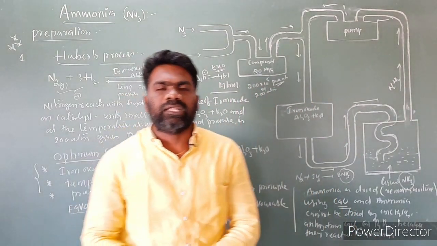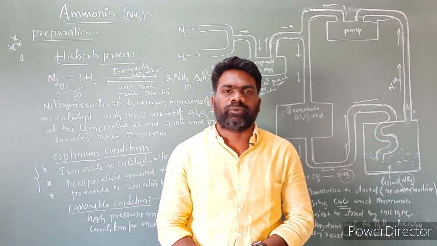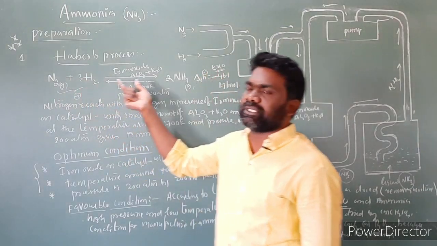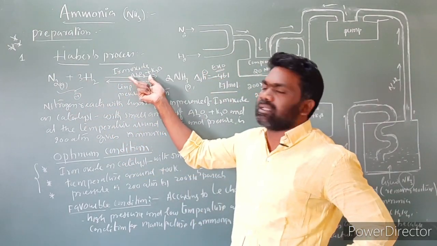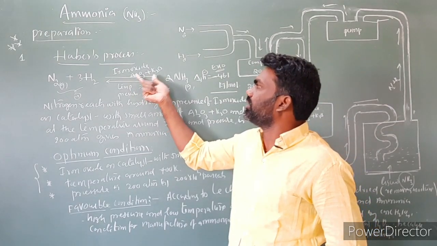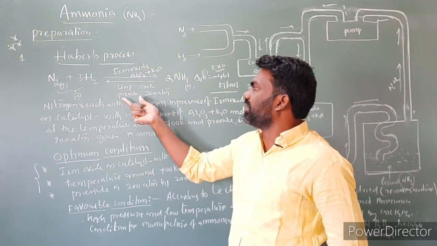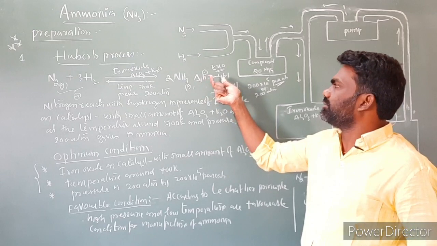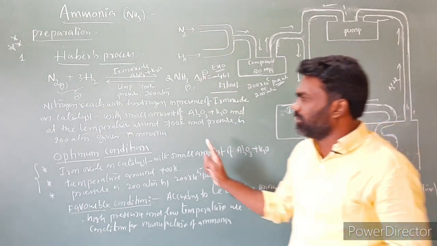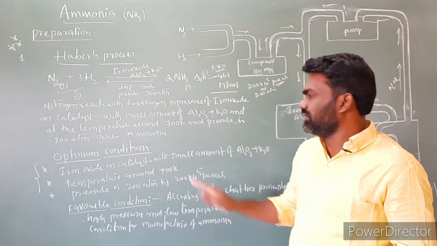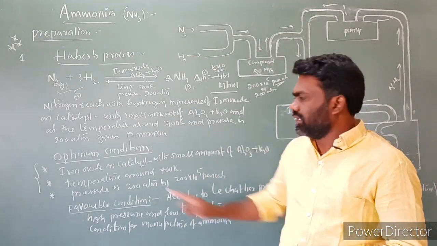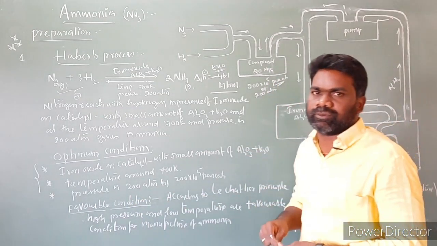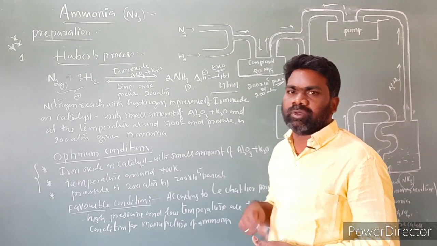So this is the manufacture of ammonia by Haber's process. In that we manufacture ammonia by Haber process, nitrogen reacts with hydrogen in presence of iron oxide as catalyst with small amount of Al2O3 and K2O. Temperature around 700 Kelvin, pressure around 200 atmosphere gives ammonia, and the standard enthalpy of formation of ammonia is minus 46.1 kilojoule per mole. Optimum conditions are iron oxide as a catalyst with small amount of Al2O3 and K2O, temperature around 700 Kelvin, pressure around 200 atmosphere. These are the optimum conditions, very important for PU exams. What are the optimum conditions for the manufacturing of ammonia by Haber's process?